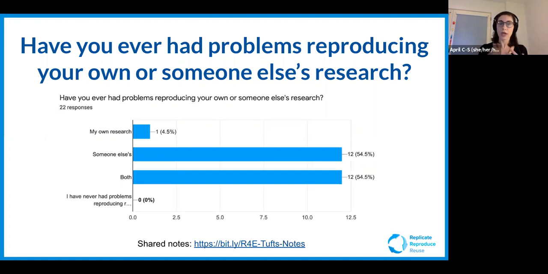And for some reason, you can't get it to work. So that is very common. It's also very common to come into a lab for the first time and inherit some methods from some other people in that lab and have a hard time getting them to work for yourself the same way that your predecessor did. So it's very common for people to have either one or the other of these experiences when they're dealing with real life research.